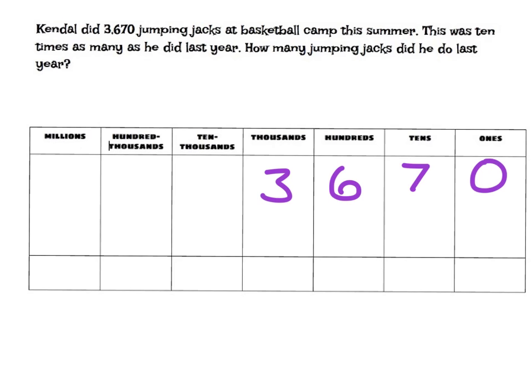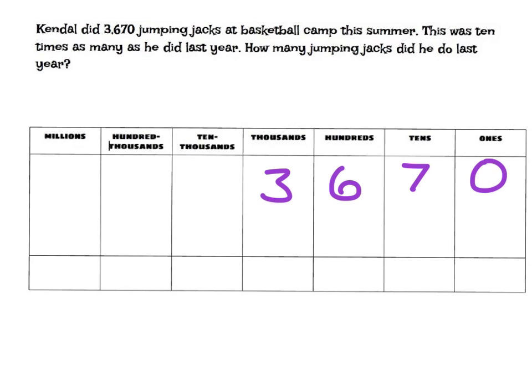Last year, he did 10 times less. So I can think of my inverse operations. 10 times less is just like dividing by 10. So 3,000s divided by 10. Well, I can do some regrouping and change 3,000s into 30 hundreds. And then I can do 30 hundreds divided by 10. 30 divided by 10 is 3 hundreds.